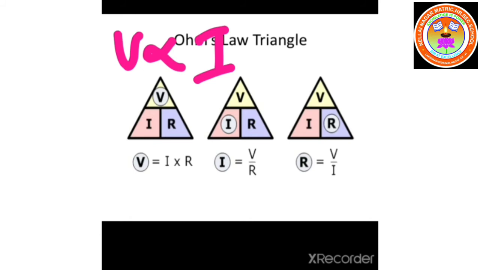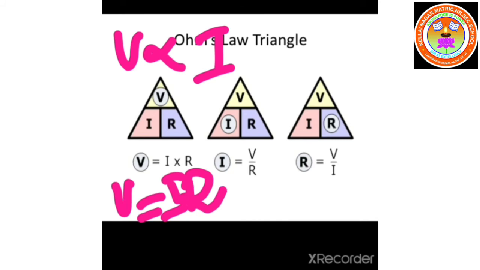So with the proportional term, we have to remove the proportional term and make it equal, so that we are replacing it with the constant term, which is nothing but R. R is a constant term. R is nothing but resistance. So this is the formula we have: V is equal to IR. But we can modify the formula in whatever way we need.